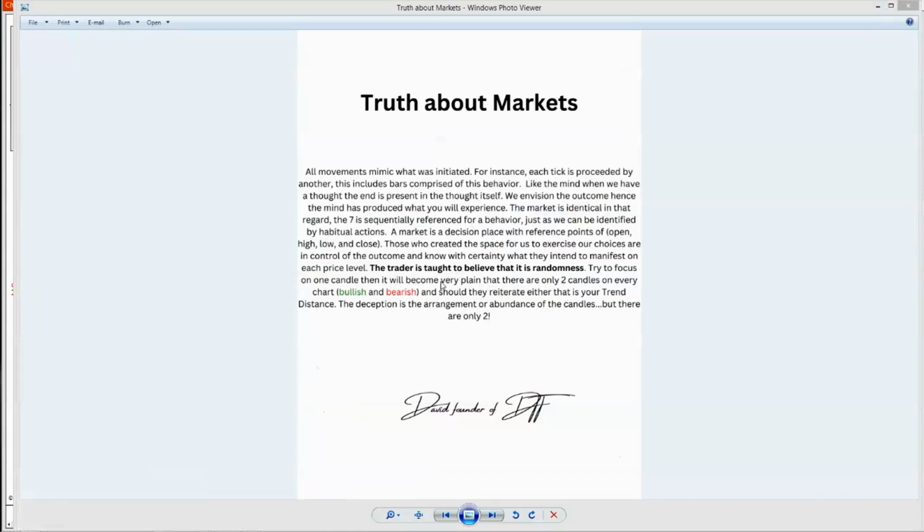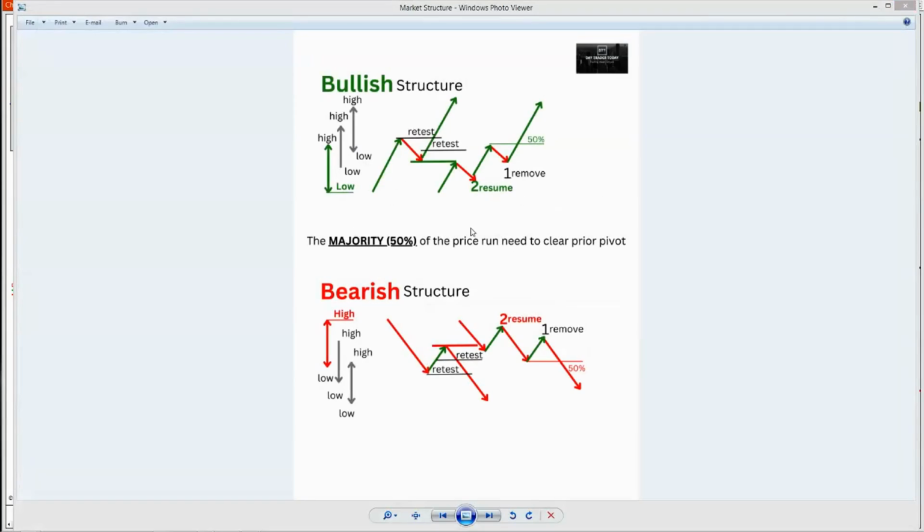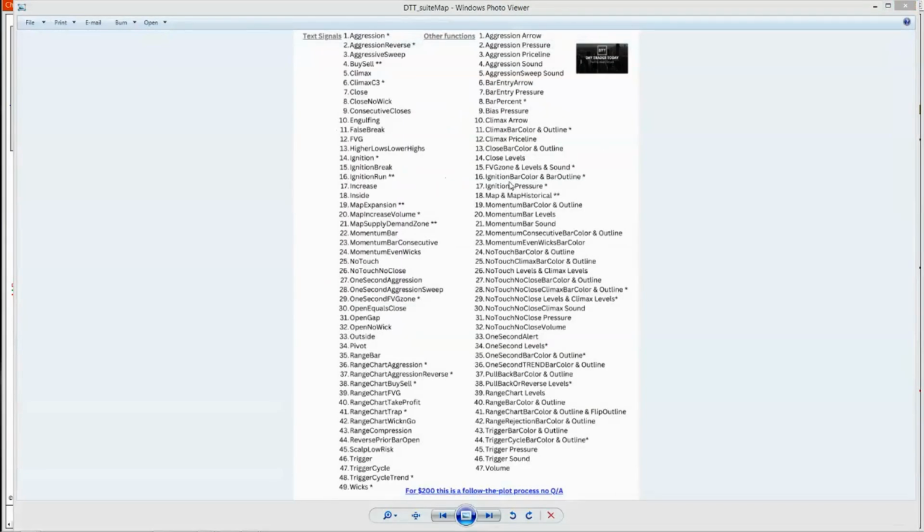Now, this is what I think about markets. It's really simple. Traders are taught to believe that it's random. I'm going to show you that it's really not. This is how I teach markets. It's like literature, from the title until the last remarks. I want to make sure that you understand that what you're looking at, from the beginning until the end, is what's intended. This is one of the principles that's in the chart, and you'll want to find it, because the majority controls the minority. They're compelled to follow the majority. I want to tell you that.